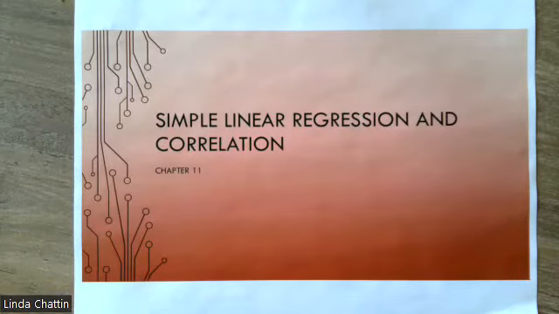Okay, these next few slides are going to be talking about something called simple linear regression and also correlation. And this is chapter 11, and we really do chapter 11 because we need you to fully understand some of the chapter 11 concepts before we go into chapter 12, which is where the real meaty material is.